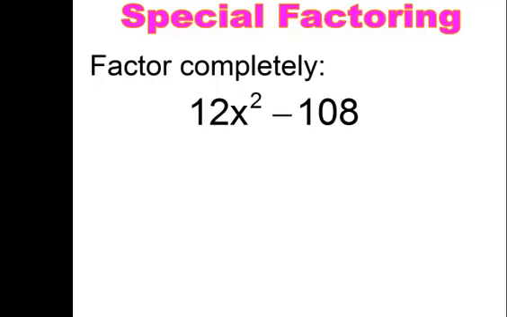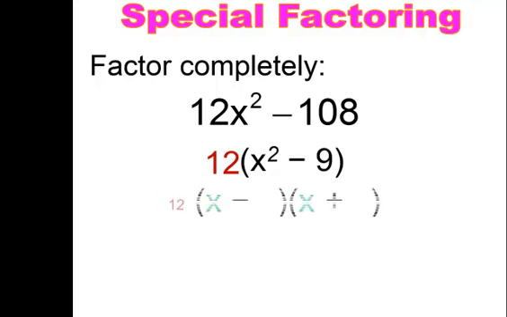Pause and try. In this case, the GCF is 12, and make sure it is the highest common factor, because if you don't factor out the greatest common factor, then it won't be in simplest form. And then you see you have the difference of two squares, and you're going to factor that. Make sure that the GCF is in the answer also.